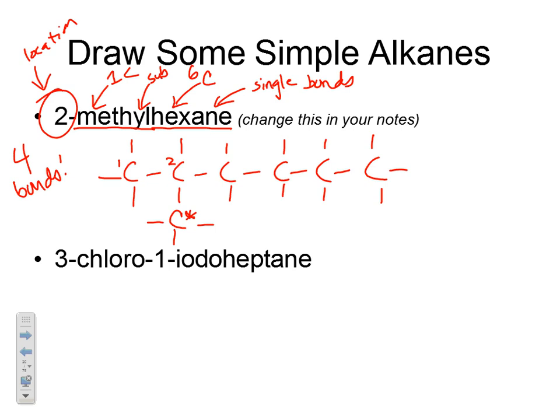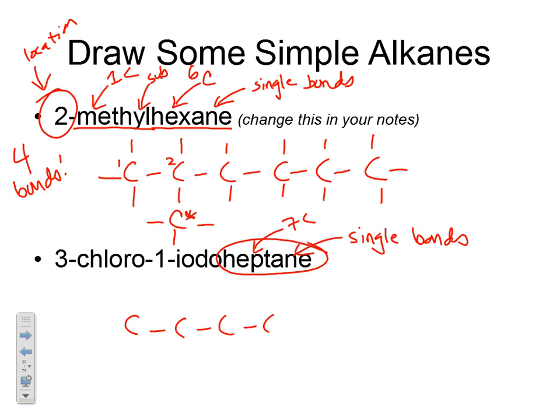And then the last one, 3-chloro-1-iodoheptane. So I start at the end. Heptane, hept means 7. Ane means single bonds. So I'm going to draw 7 carbons connected by single bonds. 1, 2, 3, 4, 5, 6, 7. All right, and then let's see, I have this right here. So iodo, that means an iodine. And where is that iodine? Oh, it's on the number 1 carbon. So put an iodine on the number 1 carbon.